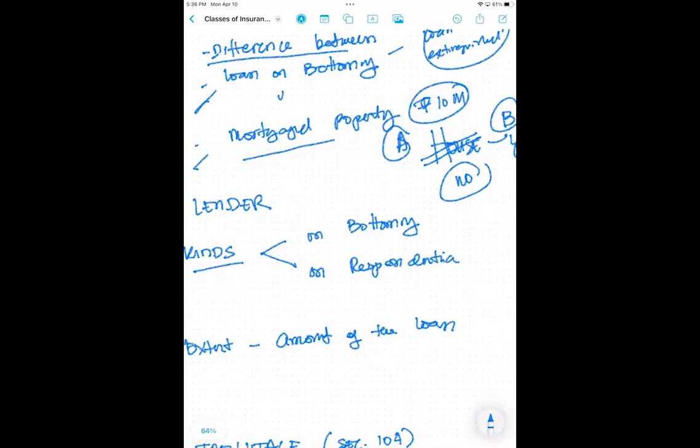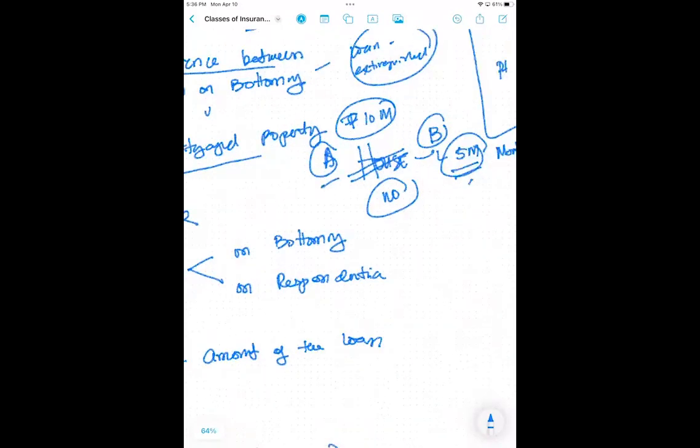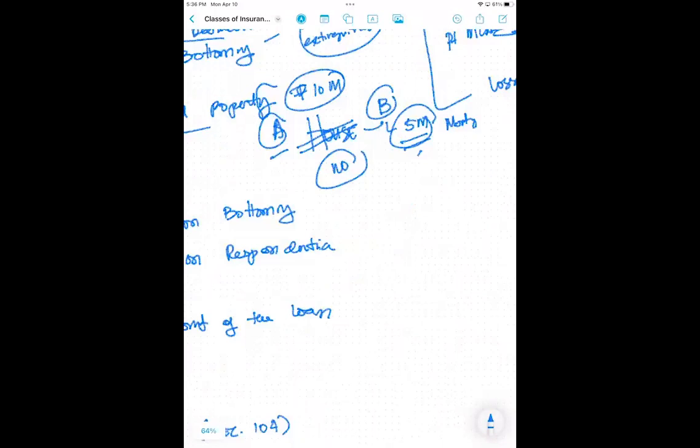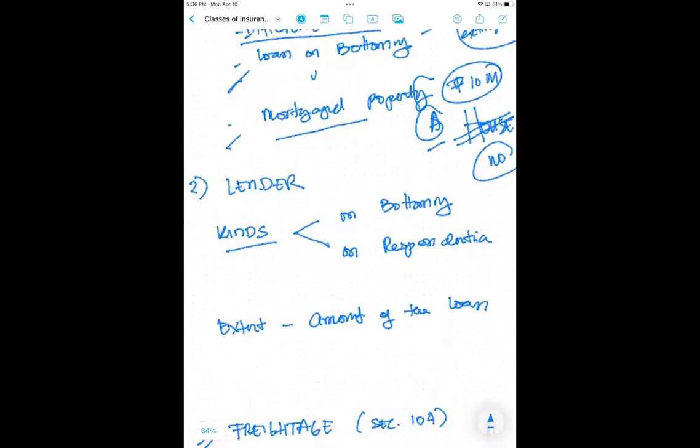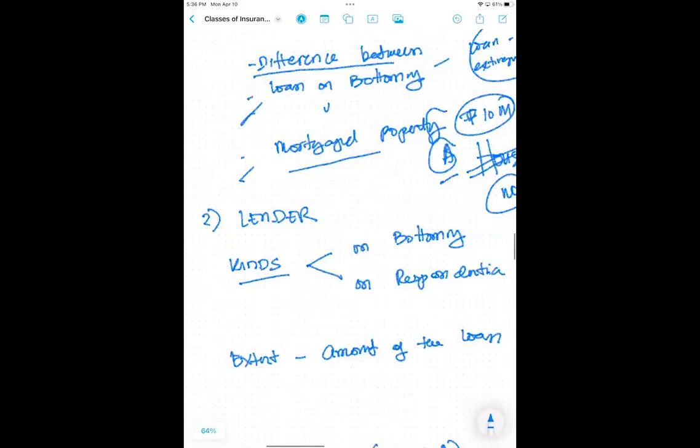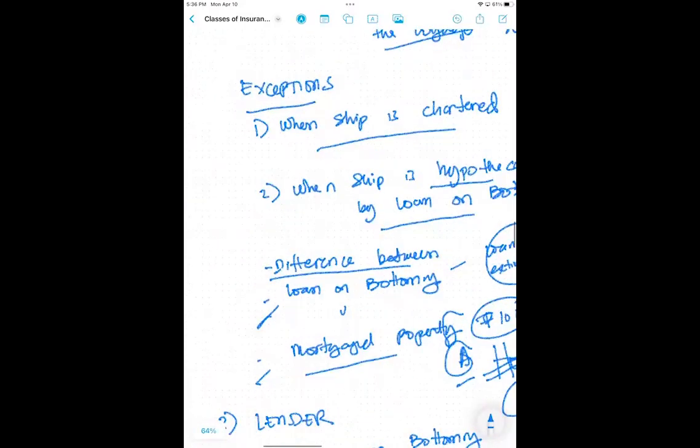And that differentiates loan on Bottomry versus loan on mortgage property. Okay? And because of that, A, in this given example, can insure the same house for 10 million, even if there is an existing mortgage on the property for 5 million. Okay, so very important. Now, that is the insurable interest of the owner of the ship.